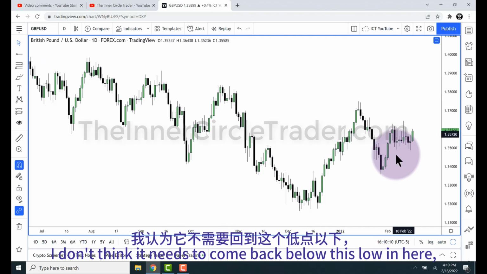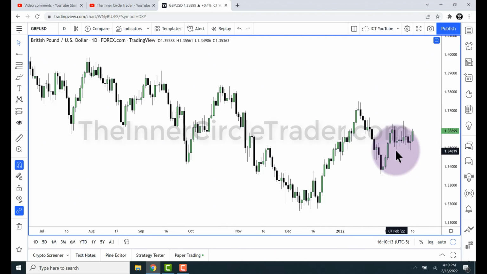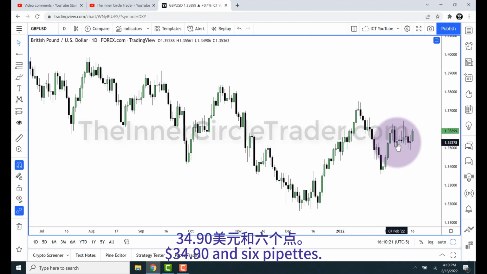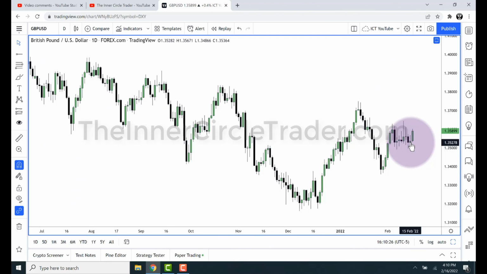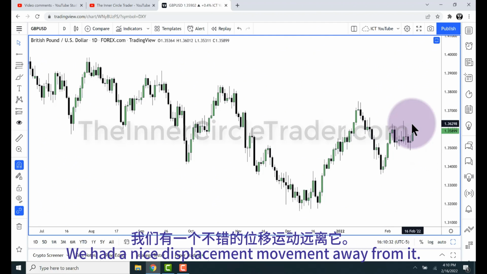I don't think it needs to come back below this low in here, even though these look like relative equal lows. I like the fact that we've already rallied. Low here, let's look at that low. It comes in at 34.90 and 6 pipettes. And the low on this one here comes in at 34.86 and 6 pipettes. So it went below it. We had a nice displacement movement away from it.